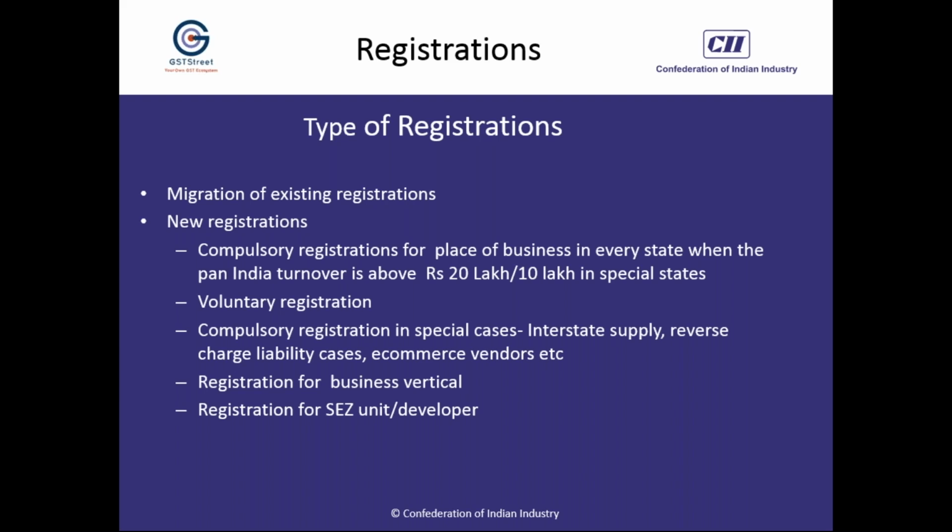Registration for business verticals. This is another kind of registration. You may have two kinds of businesses and you are keeping separate books of account for them. In that case, though these two verticals are operating from a single state, you can get registered separately if you wish to. So this is an optional kind of registration. If you want a separate registration for a separate business vertical, you can take that. That facility is given under the law.